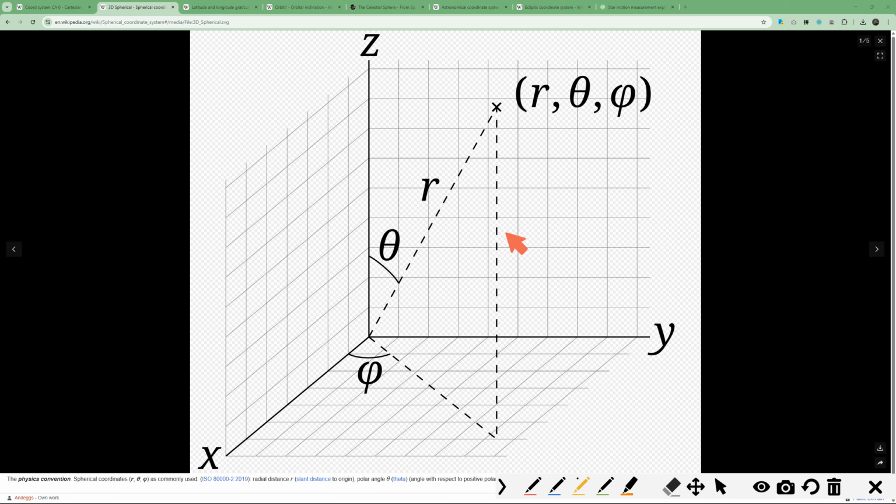This one is still referring to the same thing, just the way we describe it or the way we measure it is somewhat different. So for the same x, y, z point, we can measure it by measuring this angle and this angle and this distance r. That is essentially the 3D spherical coordinate system.